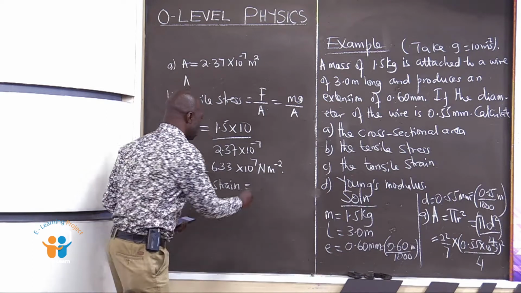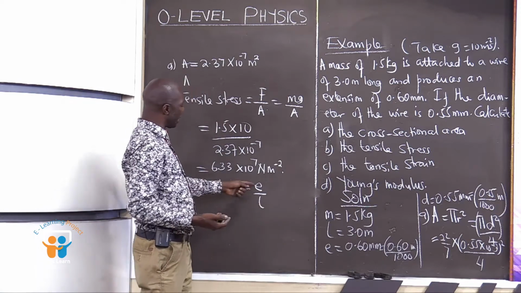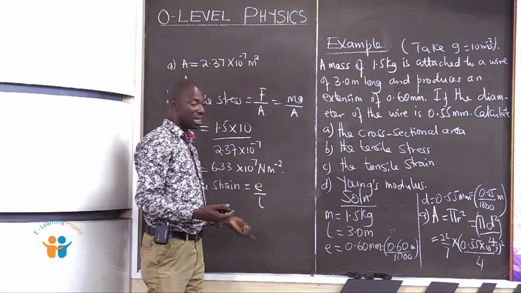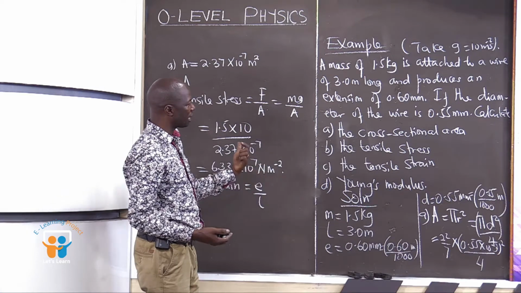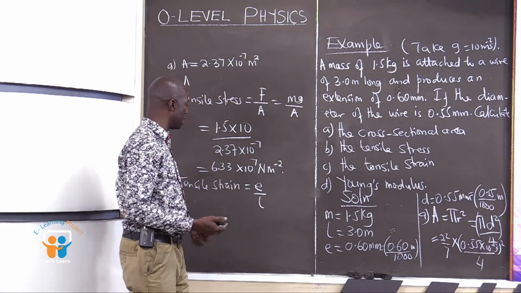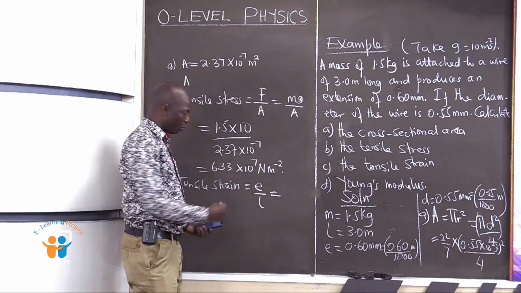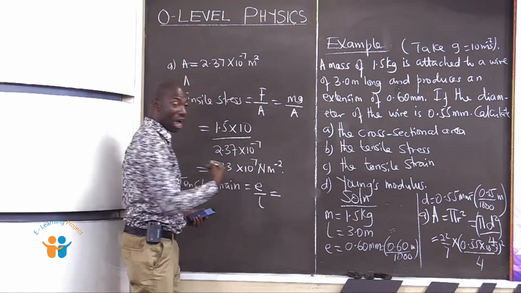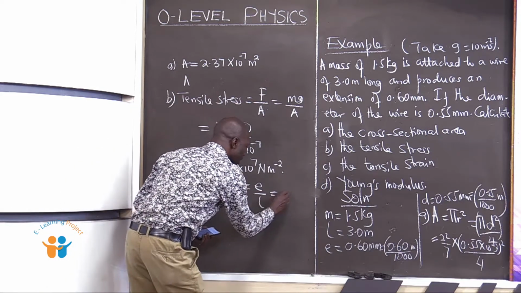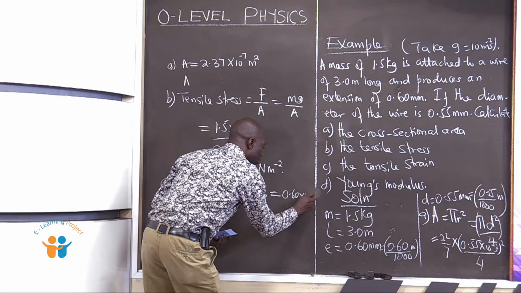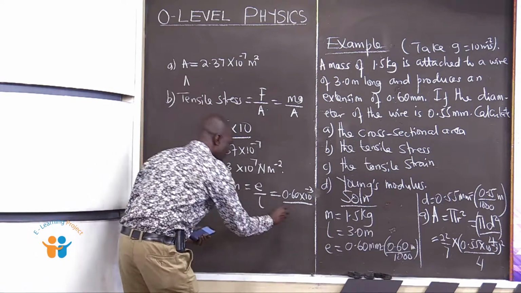So tensile strain, we said, is e over L. Now, if the units are the same, you can just leave them and use them because they cancel. But for this case, the units are different, so you must put them in one unit. We may put all of them in meters. We're supposed to work vertically downwards, but for convenience of this board, I've worked it sideways. But you are advised to be working vertically downwards. So our extension is 0.60 times 10 to the power negative 3, changing to meters, over our length, which is actually 3.